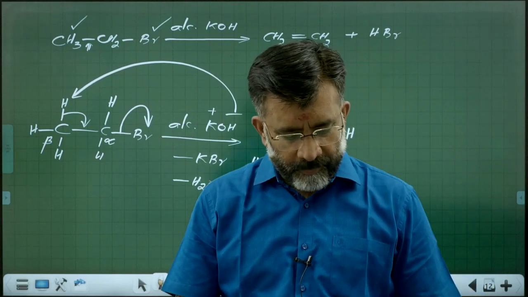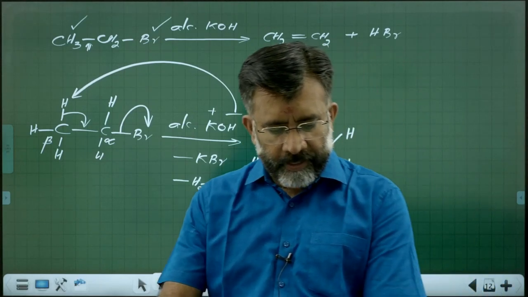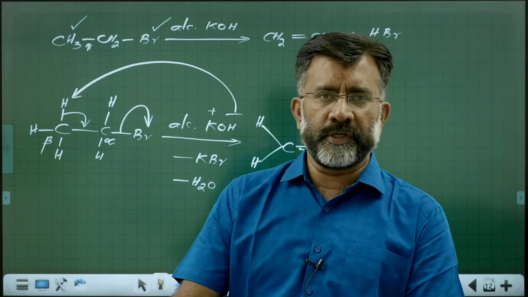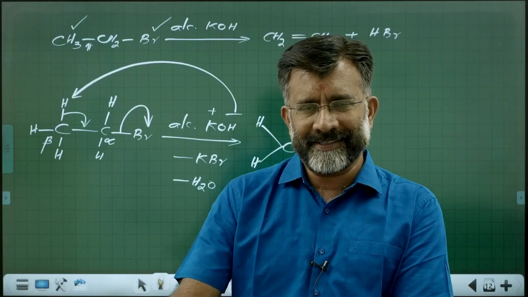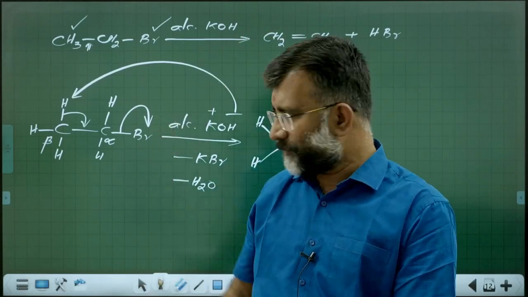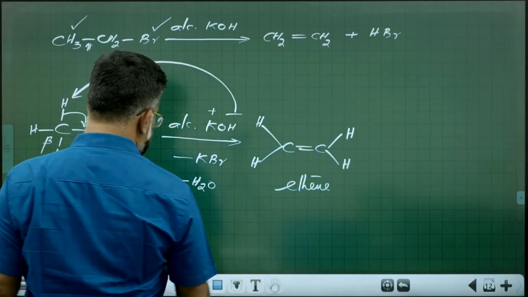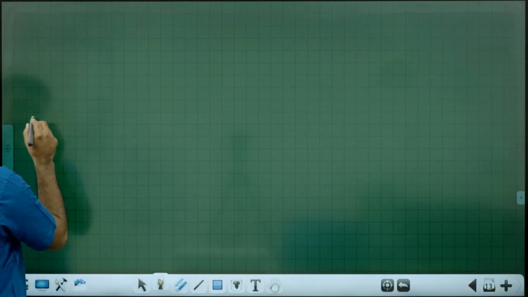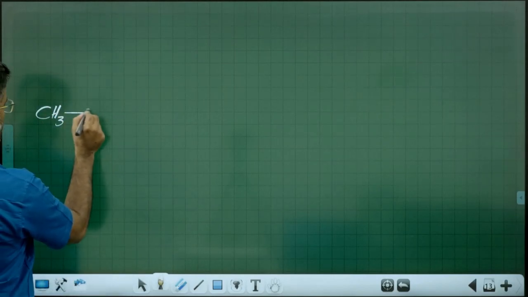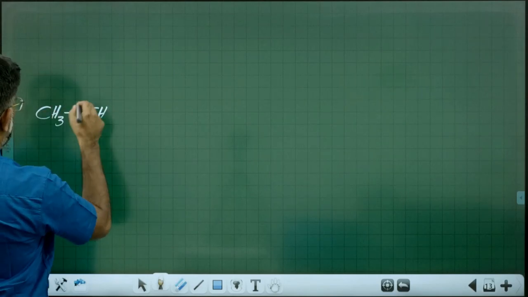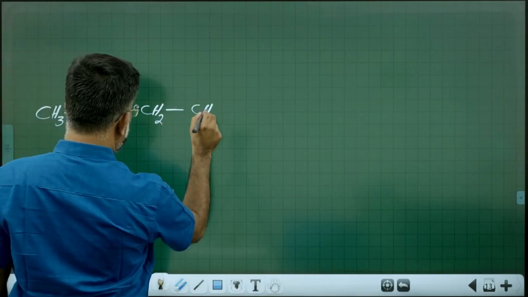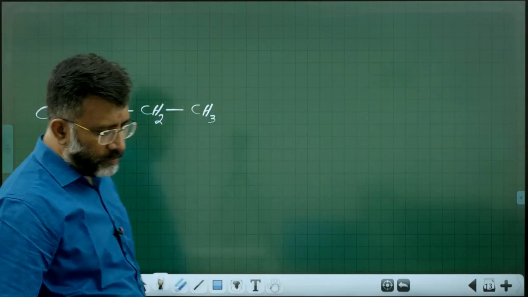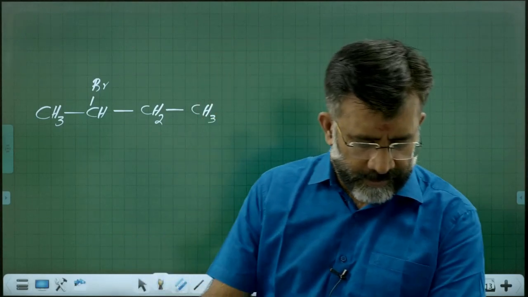That is the elimination reaction and we call it dehydrohalogenation reaction. Right? That is elimination reaction. And there is a point of discussion coming in case of unsymmetrical alkyl halides. Suppose we take unsymmetrical alkyl halides, CH3CHBrCH2CH3. That is 2-bromobutane taken for example.